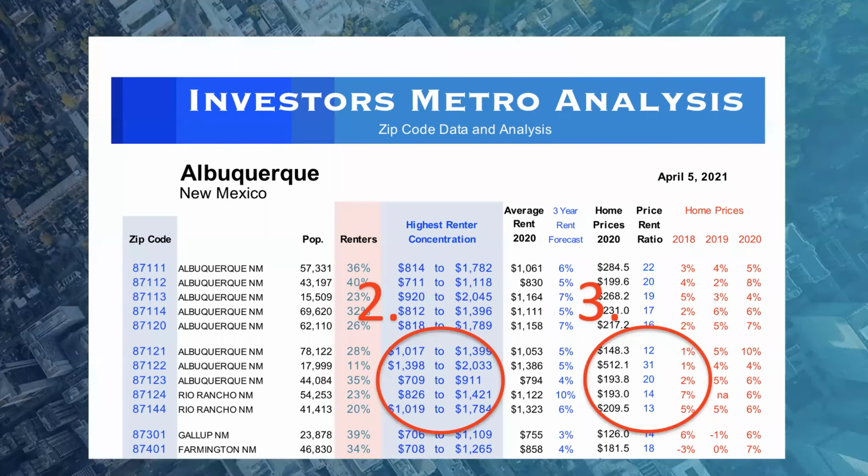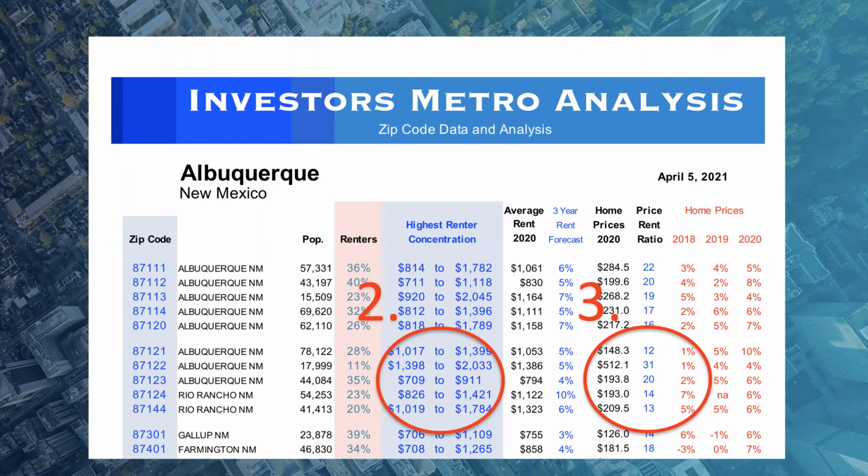Because the average tenant moves out within 2 years. I repeat, the average rental tenant moves out within 2 years. So you will often need to find new tenants, and you need to know how easy or difficult it will be to find them. For example, look at zip code 87123 in the middle of the circle. The largest number of current renters in this zip code pay between $709 and $911 per month. This means that in this zip code, you will have the easiest time finding tenants for a property if your rent is in that range.